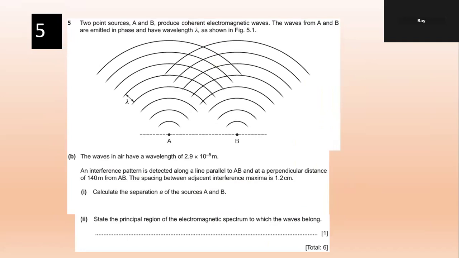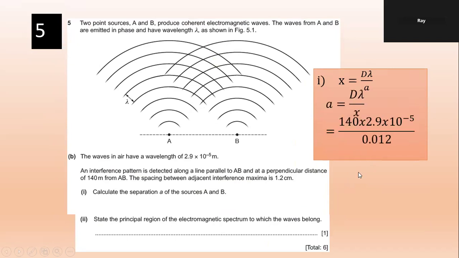Calculate the separation of the source A and B. The distance AB. Memorize the formula. Put in your value. You want to find A, put in your value, calculate out.